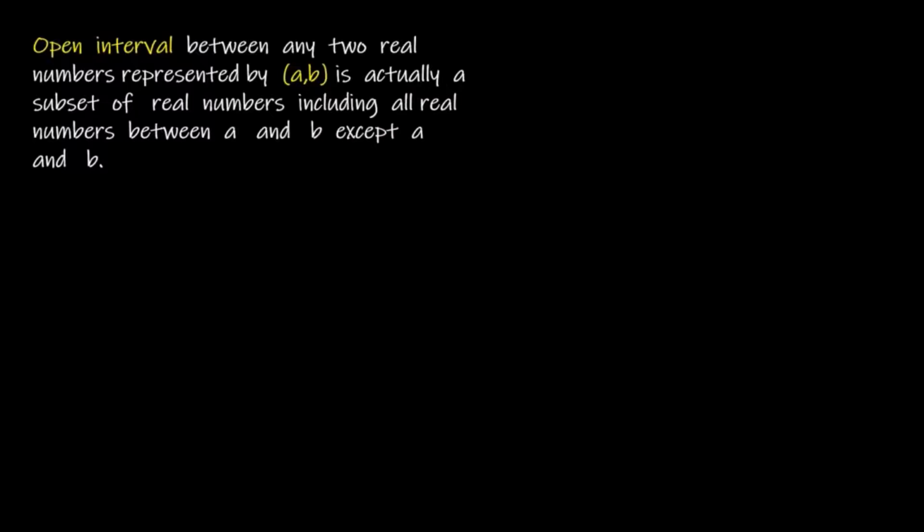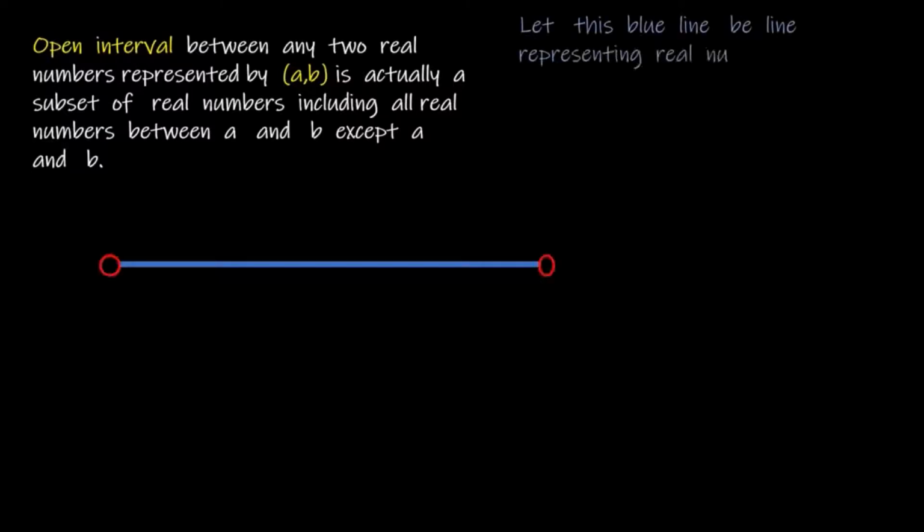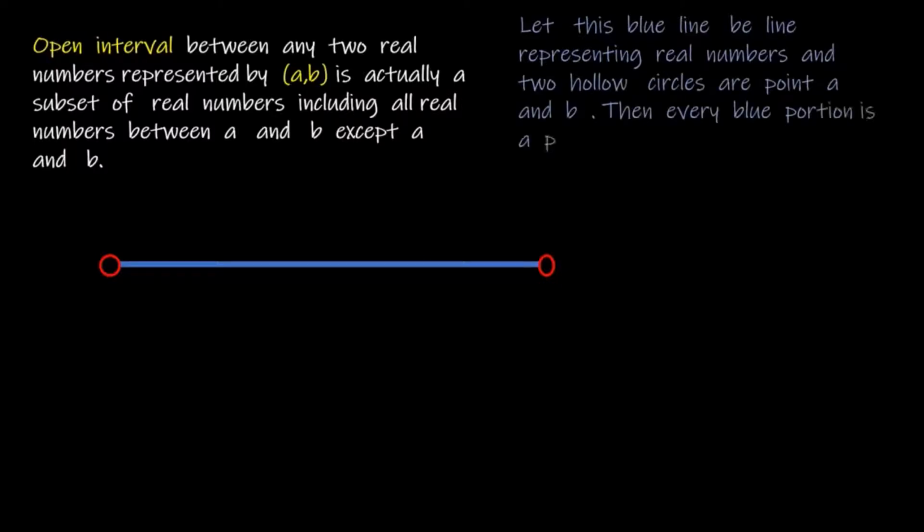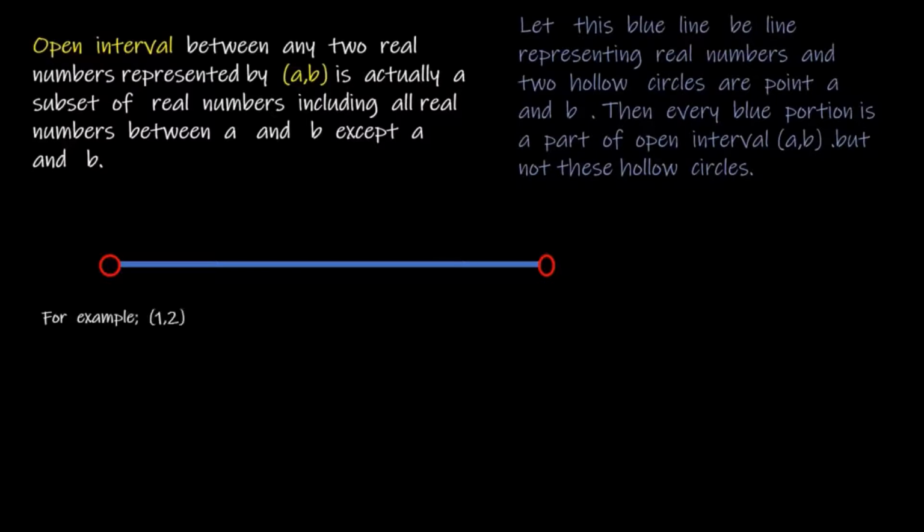Let us take a blue line, and this blue line is a representation of real numbers, and these two hollow circles are the points a and b. Then every blue portion is a part of the open interval a and b, but not these hollow circles a and b. For example, open interval 1 and 2.